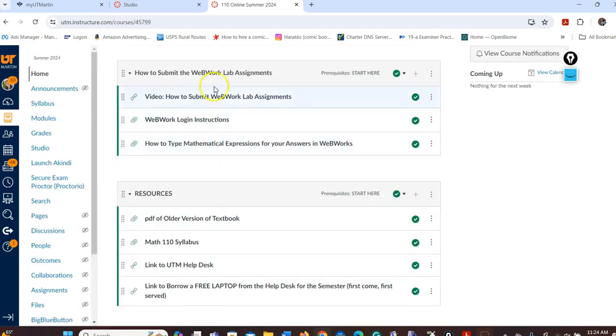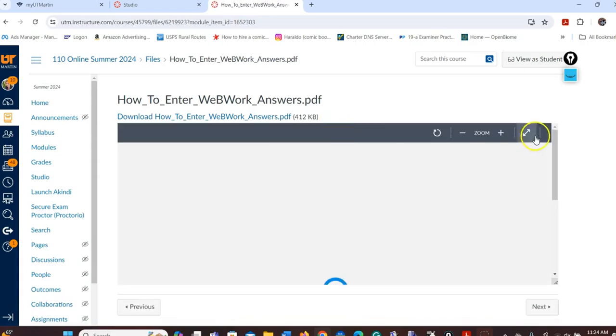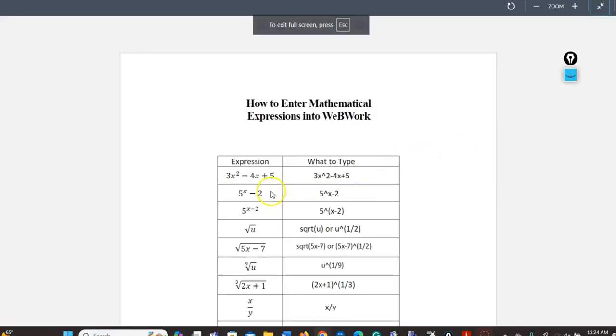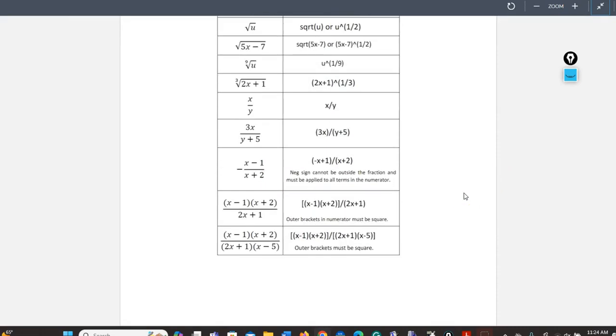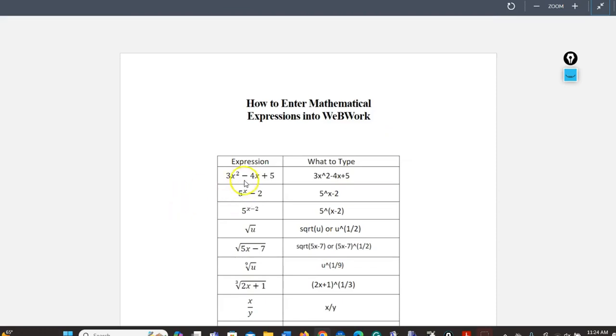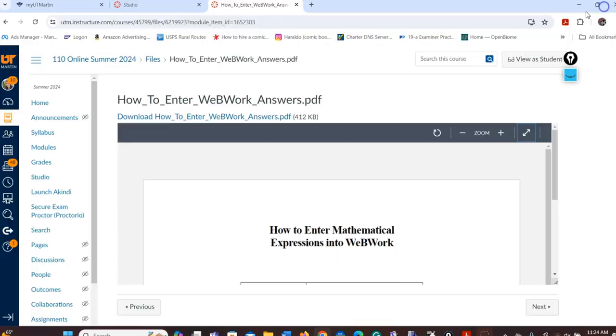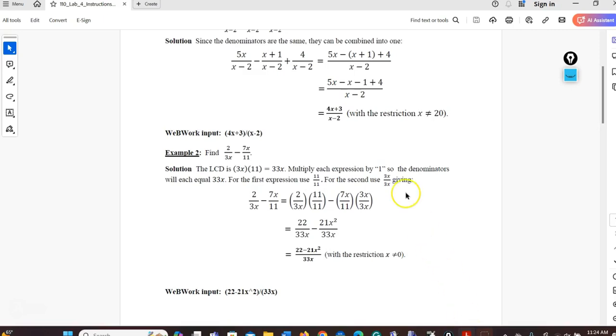And right here, how to type mathematical expressions for your answers in WebWorks. You click on that, and it shows you what to type. And down here we come to the fractions, but up here, you know, if you have something to a power. So always refer to that. All right, so let me go back to where we were.